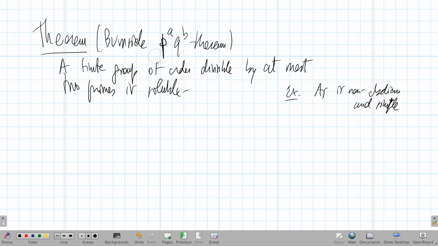So this is not abelian simple, and the order of A5 is 60, which is 2 squared times 3 times 5. So 3 primes divide the order of A5, as it should be, because of Burnside's theorem.